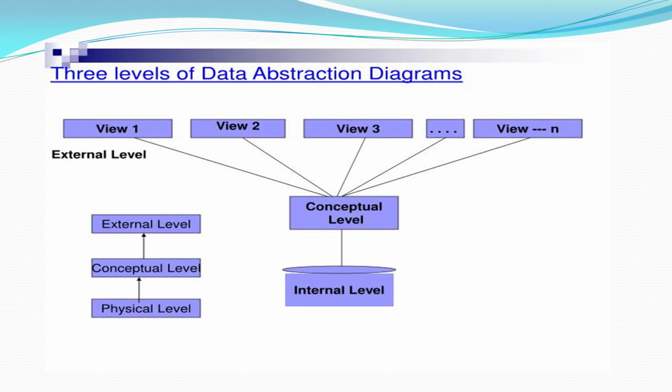So, the end users, for example the customer in a bank, are at the external level, while the conceptual level is dealt with by the help of the system analyst, and the internal or physical level is dealt with by the physical level system analyst. The diagram of the three different levels of data abstraction is also shown here: the physical or internal level, the conceptual or logical level, and the external, view or user level.